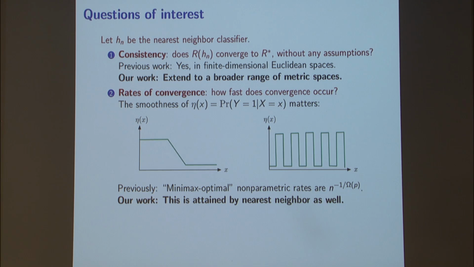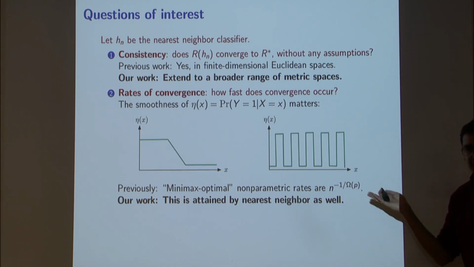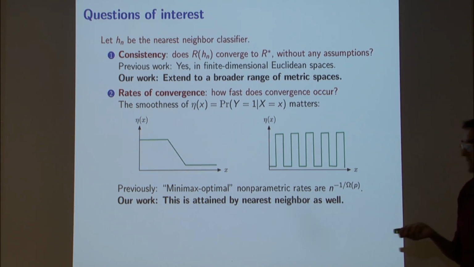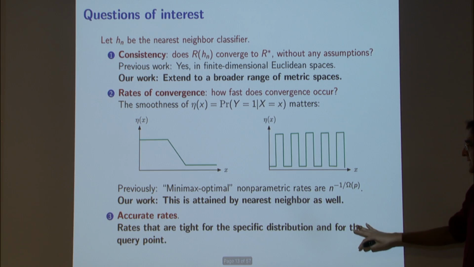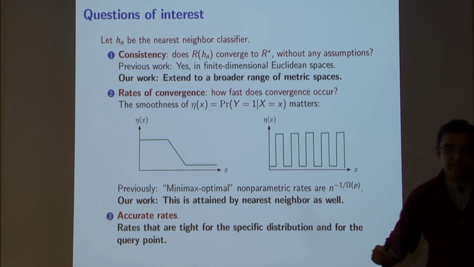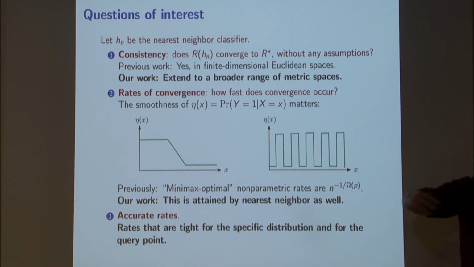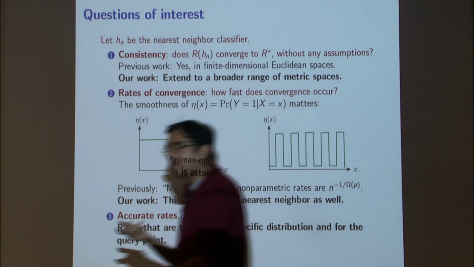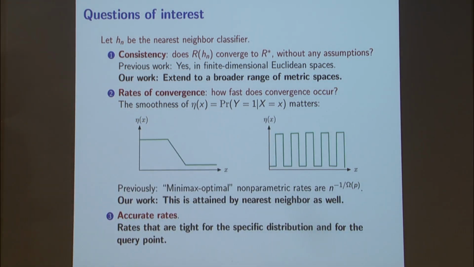And so one thing that I've been interested in is getting better, more accurate rates of convergence. And I think for many non-parametric estimators, it's very doable. And I'll try to give a sense of how easy it is. So the last thing I'll talk about is rates that are not minimax optimal over some large class, but are literally accurate for the specific distribution at hand. And sometimes even for the specific query. OK, so these are the three things that I'll be talking about.